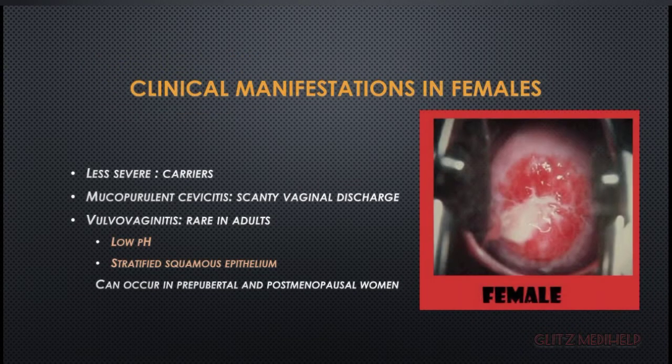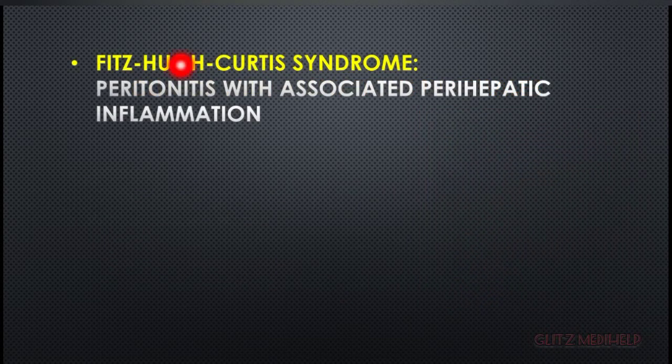One more point I have to mention is the spread. Sometimes the infection spreads to the Bartholin's gland, endometrium, and fallopian tube, causing salpingitis, that is inflammation of the fallopian tube, and pelvic inflammatory disease, and this may lead to sterility in females. Next, a rare complication called Fitz-Hugh-Curtis syndrome. There is peritonitis with associated perihepatic inflammation. Remember, this is peritoneum, not perineum. So there is inflammation of the peritoneum as well as inflammation around the liver, that is perihepatic inflammation.